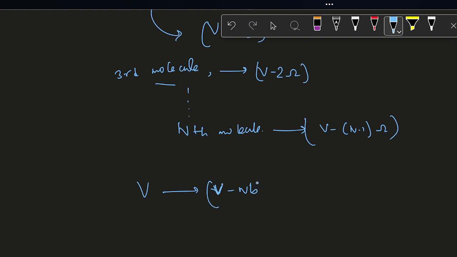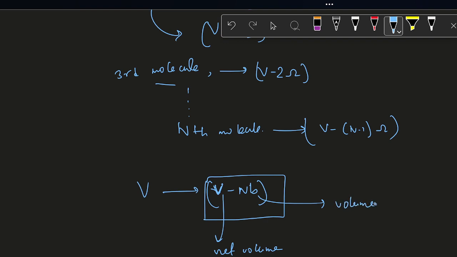So you can now understand that this decrease in volume comes from the volume that is already occupied by the gas molecules present in the container. That's why this capital V is the net volume of the container, and this N is the number of gas molecules, and B can effectively be the volume taken up by each molecule. So NB is the total volume taken up by N molecules, and B is the effective volume taken up by each molecule.